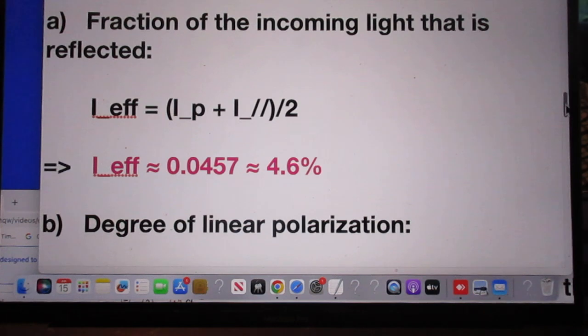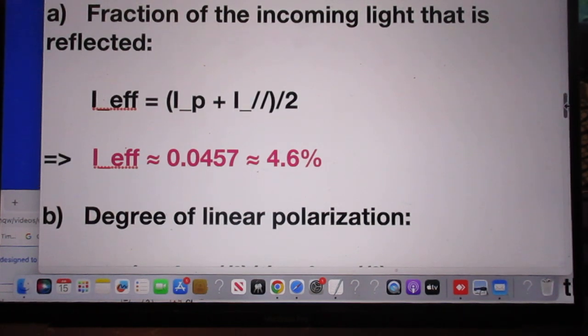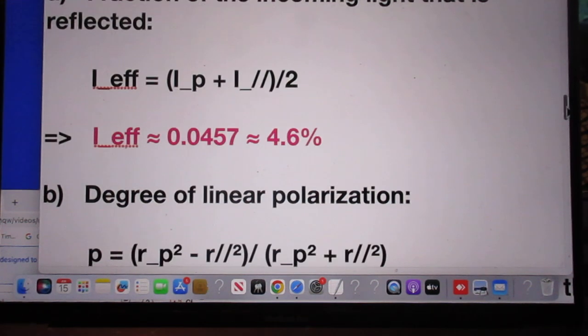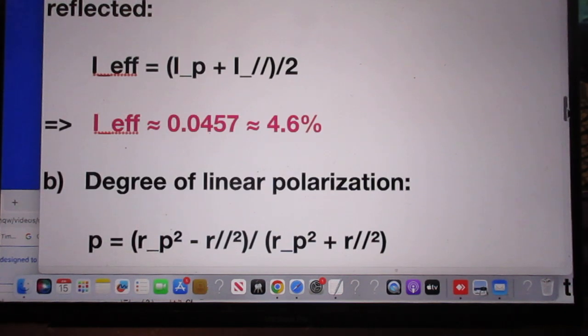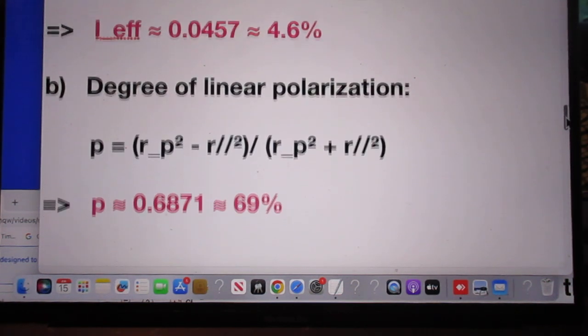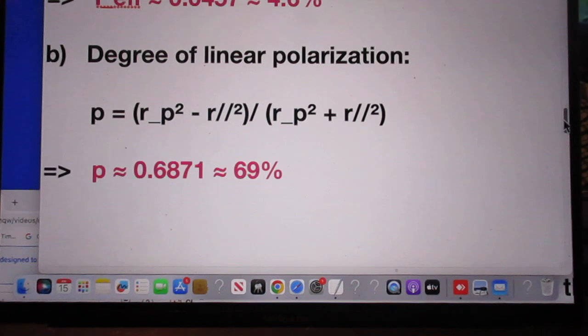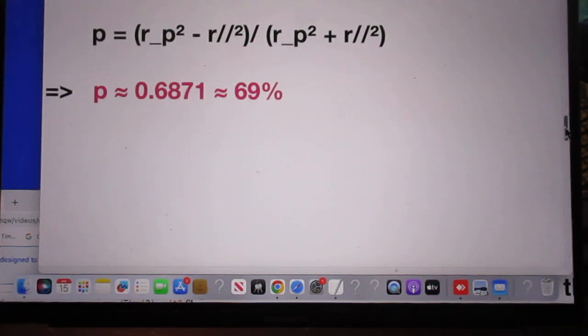And so here comes the answer to the first question. The fraction of the incoming light that is reflected is given here, and that is 4.6%. The second question, the degree of linear polarization after the reflection, you find that here. It's all in lecture 18 of 803, 69%.